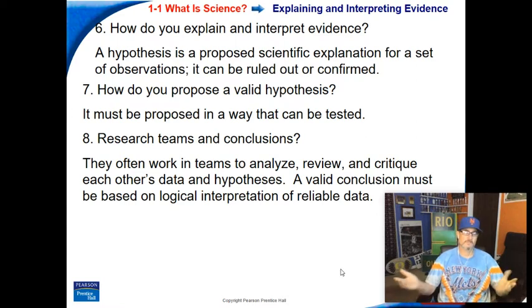Okay, and that's why scientists usually work in teams, because they can help each other through the process. A valid conclusion must be based on a logical interpretation of reliable data.